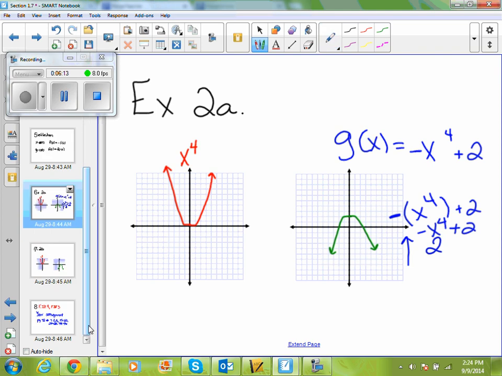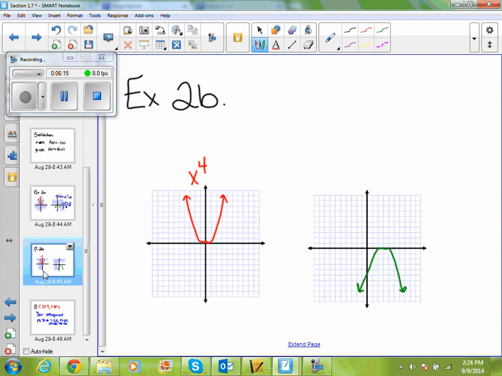Okay, so let's do another one like that. We have my x to the fourth graph, that's my f of x, and I need to figure out what I did to get g of x. So f of x equals x to the fourth, and I need to figure out how to get g of x. Again, my graph is reflected over the x-axis, which tells me that I need to make my function negative, negative f of x.